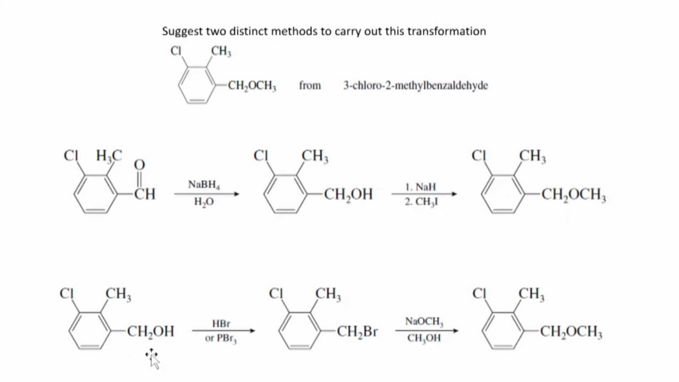The second way to do this would be to produce this alcohol, but then convert it to the bromide and then react it with sodium methoxide and methanol. This will be an SN2 reaction to give you this final product. So there are two distinct ways that one could do it, starting from this aldehyde, but you would need to reduce it to the corresponding alcohol.